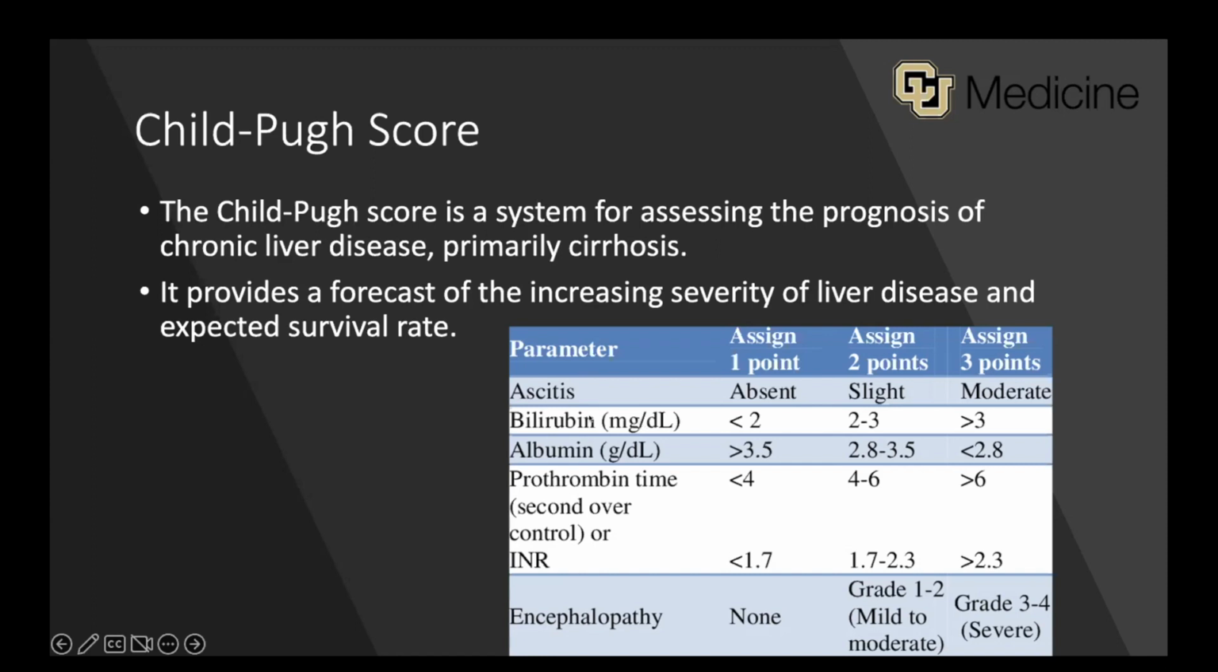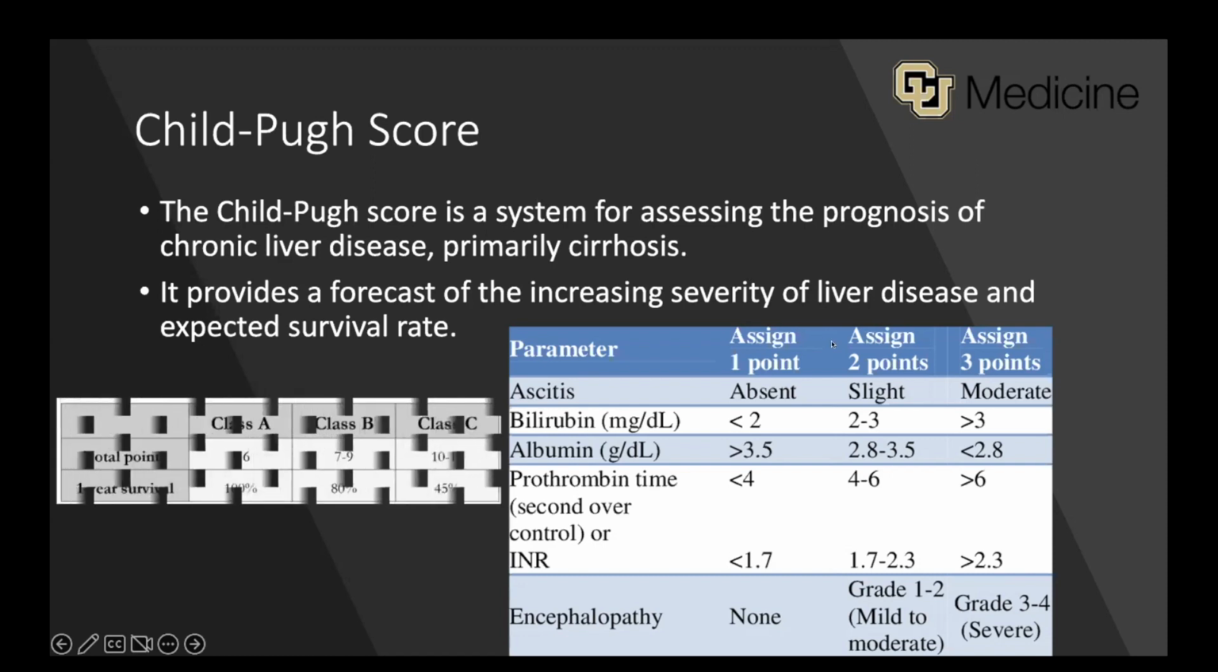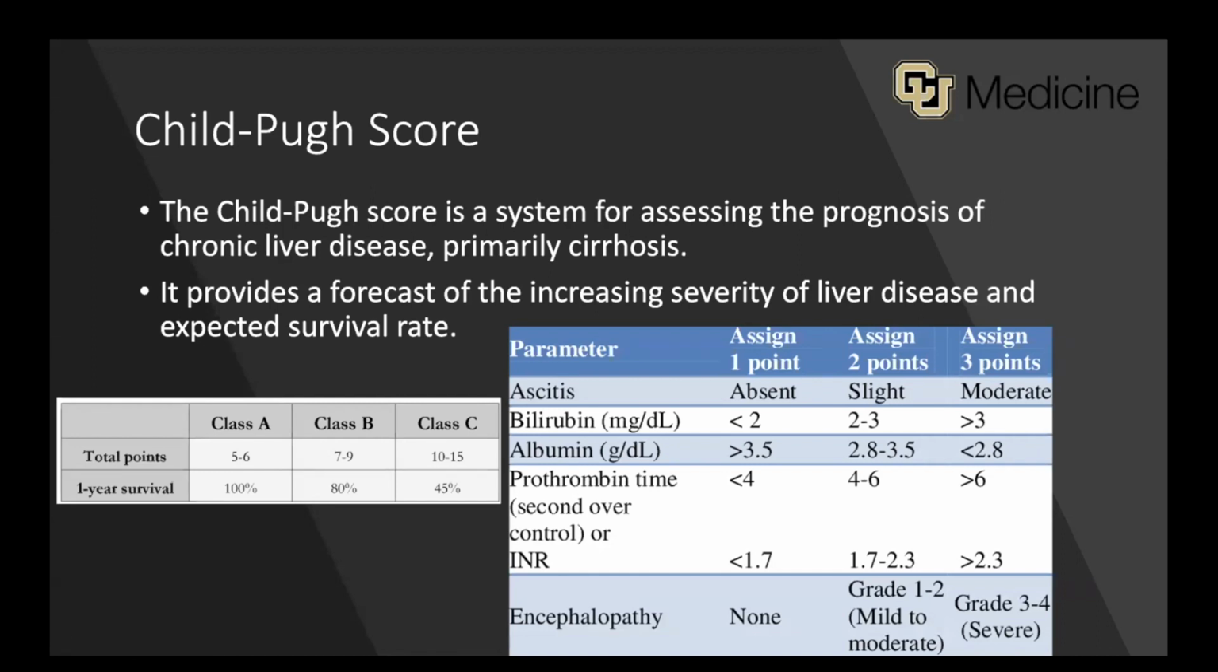3 are laboratory values: bilirubin, albumin, and INR. And then 2 are clinical: ascites, which I just realized is spelled incorrectly here, sorry, and encephalopathy. And then you can assign a point of 1, 2, or 3 based on how severe the symptom is. And then overall, you can look at overall survival in the different classes. So the low score, 5 to 6, is usually class A. It's a very good 1-year survival, but you get worsening survival rates with levels of decompensated cirrhosis.